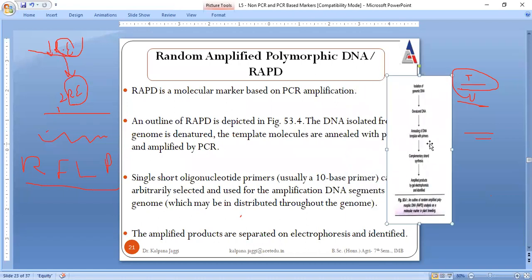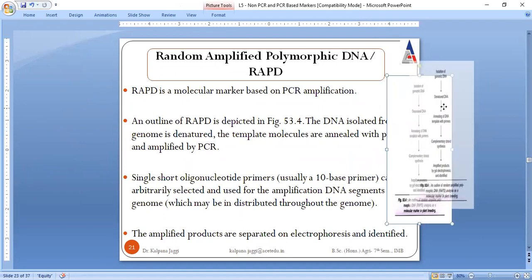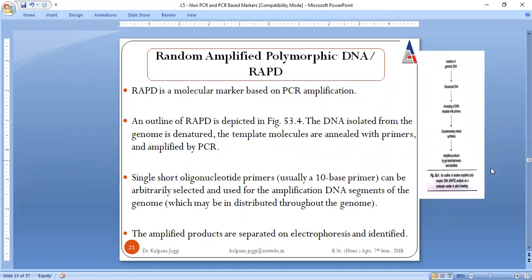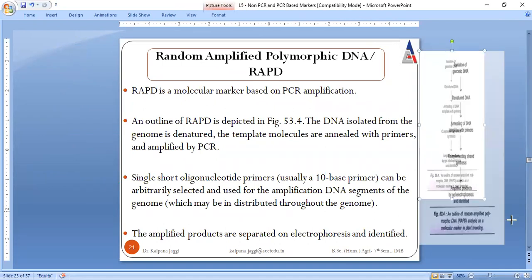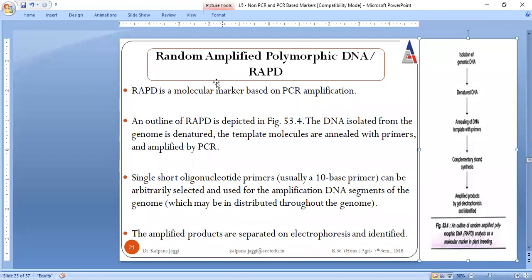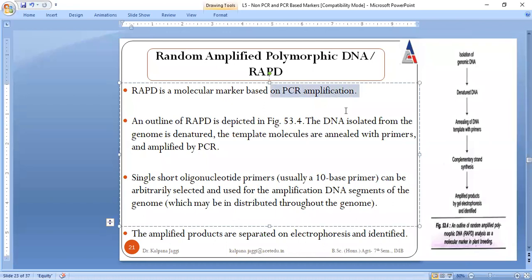These are the PCR based markers. The very first PCR based marker is random amplified polymorphic DNA, or RAPD, the outline of which I told you while letting you know the study flow chart of PCR, right? So it is very clear because they come under the PCR based markers, so they are based on PCR amplification.